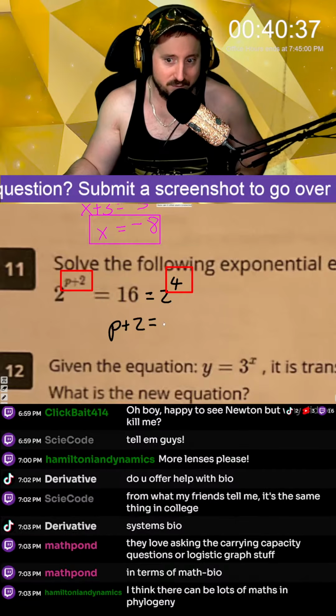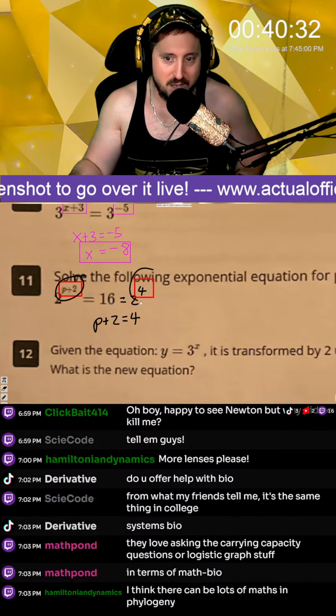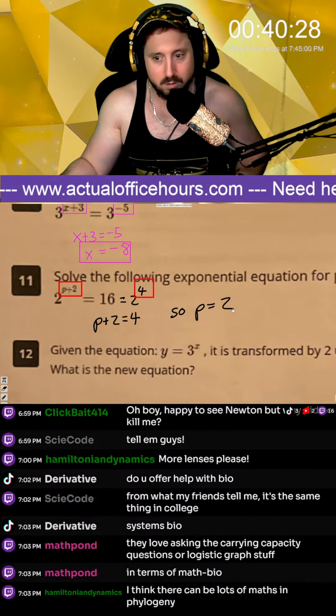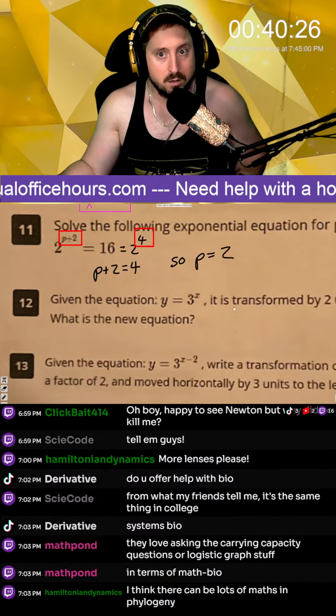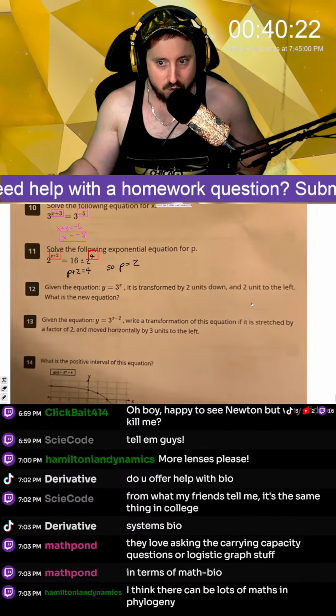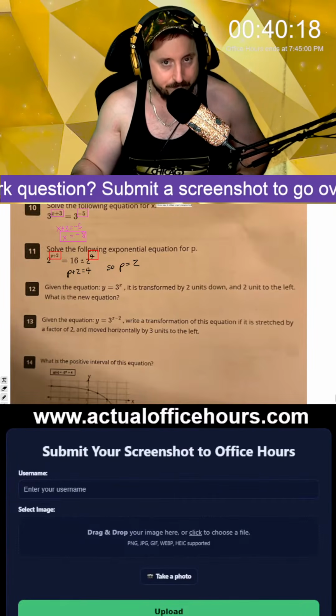Genetics, definitely. For sure. There's math. Okay, so then this equals this. P plus 2 equals 4, so P equals 2. Nice. Given the equation y is equal to 3 to the x, it's transformed 3 units down, 2 units to the left. What's the new equation?